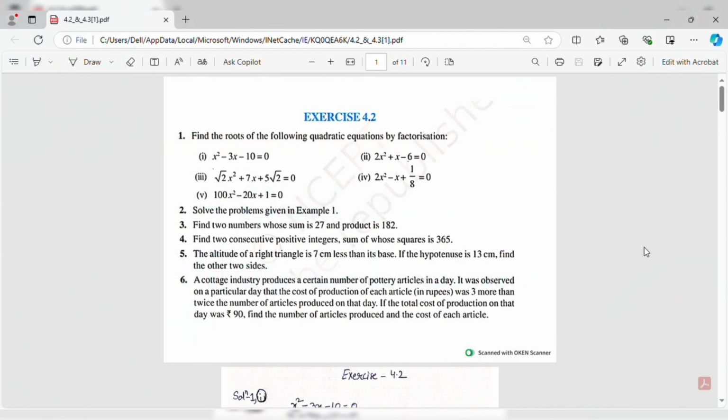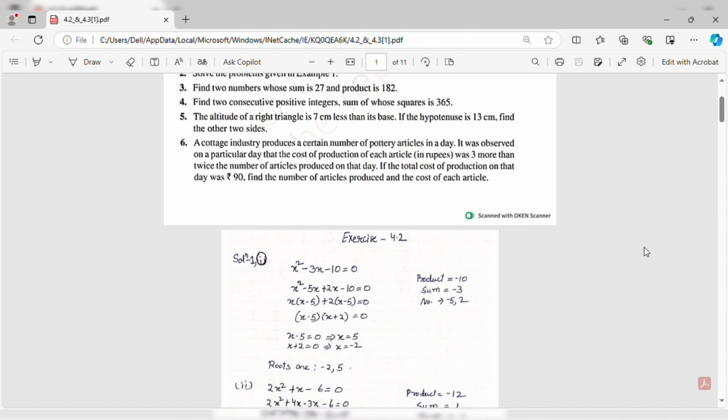Now we will discuss exercise 4.2. In this exercise, we will solve quadratic equations by method of factorization or by splitting the middle term. So the first question is: find the roots of the following quadratic equation by factorization. First question is x square minus 3x minus 10 equals 0.